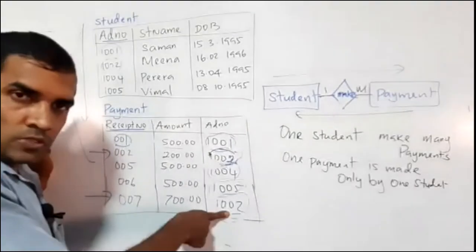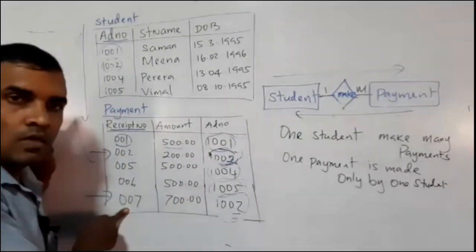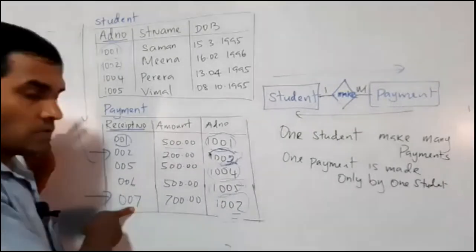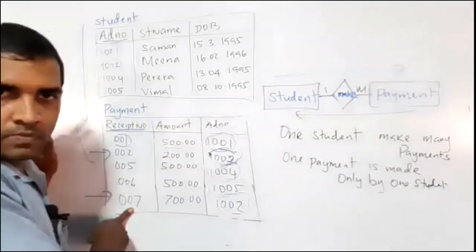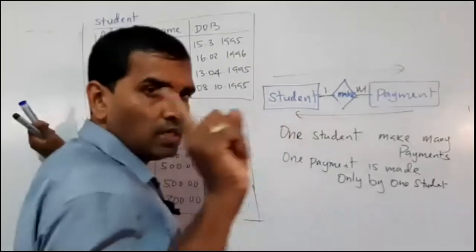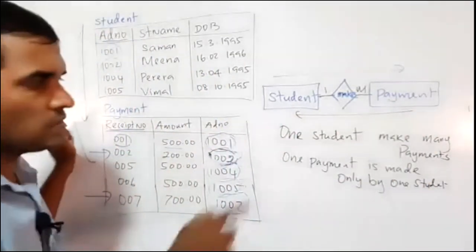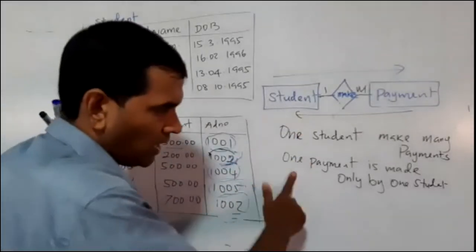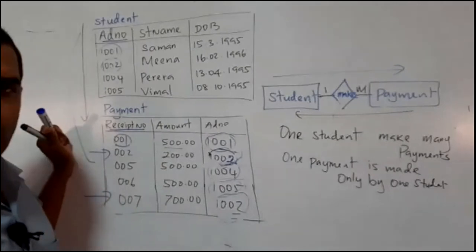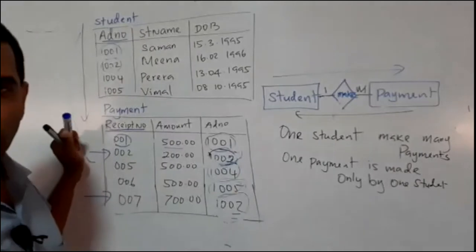And she also made another payment for 700 rupees and obtained another receipt with 007 as the number. So Meena made 2 payments. Meena is one student, and one student made 2 payments. That is correct. Look at the second one: one payment is made by only one student.